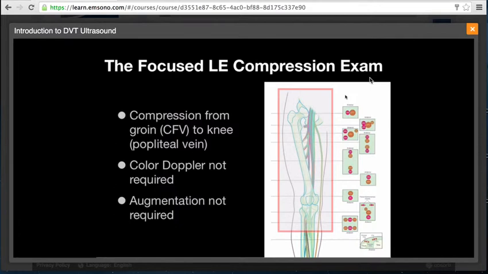The focused lower extremity compression exam that we're going to be teaching here is going to be from the groin through the popliteal vein where it trifurcates. Color Doppler is not going to be required, and augmentation is not going to be required. But you're going to be scanning from the inguinal fold down to where the popliteal vein trifurcates.